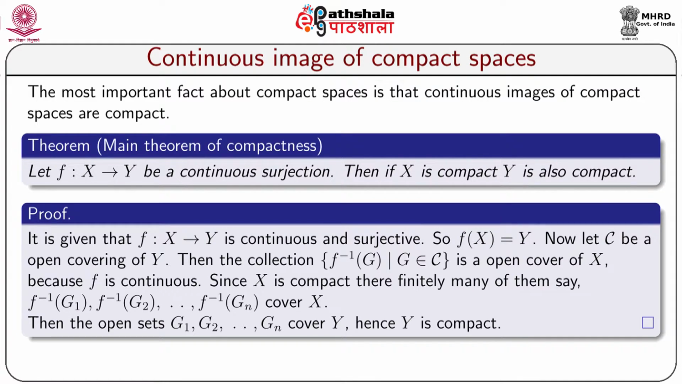Say G1, G2, ..., Gk belong to C such that f inverse G1, f inverse G2, up to f inverse Gk cover X. Then we can prove that G1, G2, ..., Gk cover Y. Hence, every open cover of Y has a finite subcover, that means Y is also compact.